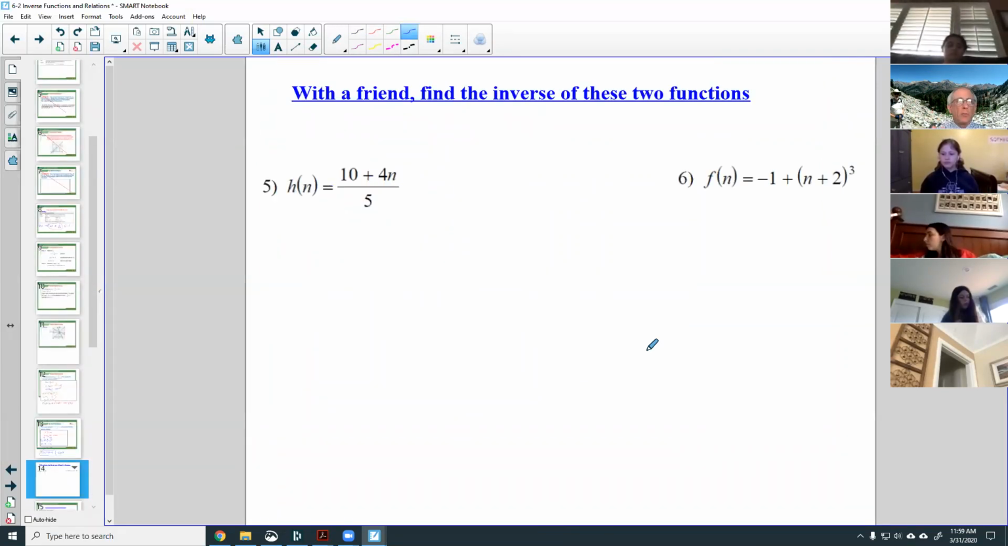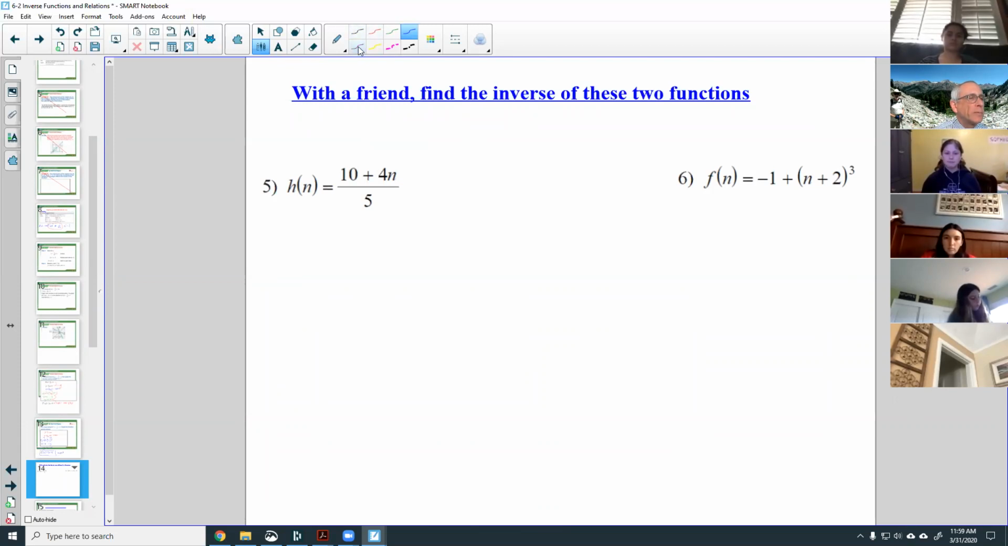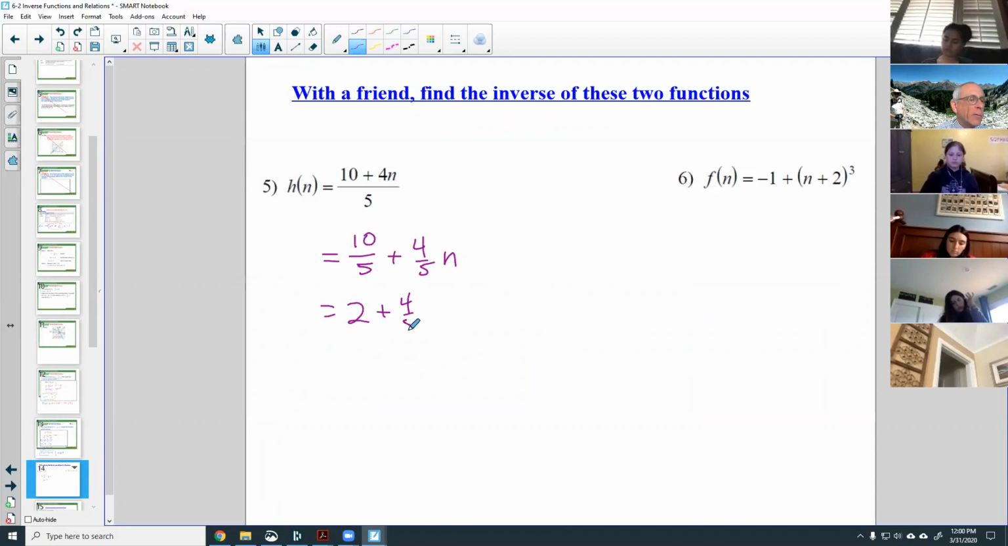Okay, so here are two problems. I'm going to throw you out into breakout groups to work on these problems, but I want to give you a tip on this problem here first. On this problem here, I would start it out by uncommon denominatoring it. I mean, that's a verb that I made up. And I would make this 10 over 5 plus 4/5 n, or 2 plus 4/5 n.